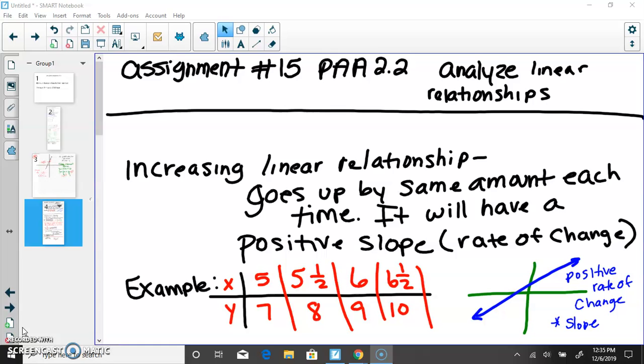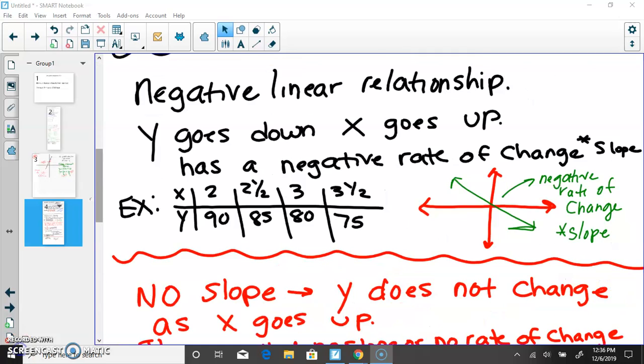So slope has a lot of names. They call it M, they call it rise over run, they call it slope, and they call it rate of change. So this one would be a positive. You read a graph from left to right, just like you read a book. So if you look at that graph, are you going uphill or downhill? Uphill, so it's positive.